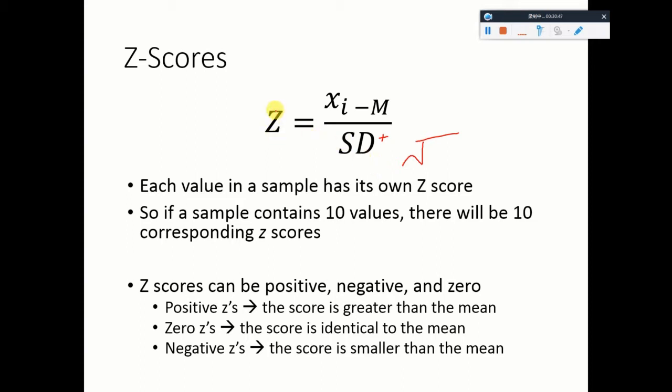Then if the z value is positive, that must mean that this distance or this difference is positive. That means x will be larger than the mean. So if we look at a positive z value, that means the score must be greater than the mean, right? If there's a zero z value, that means this particular score is exactly the mean, equals the mean in terms of value. And if we have negative z-scores, that means the score must be smaller than the mean. Okay.